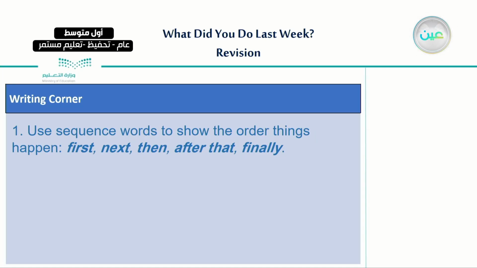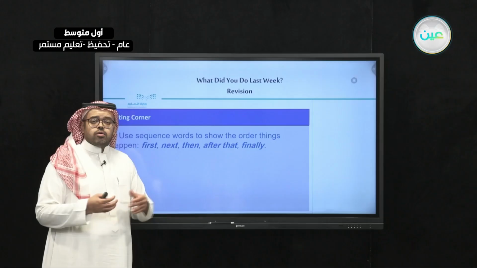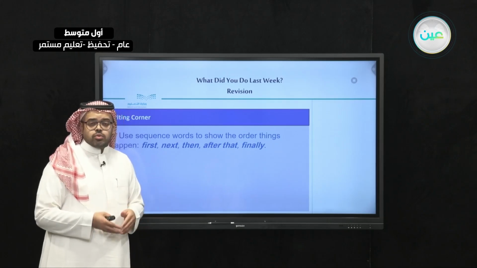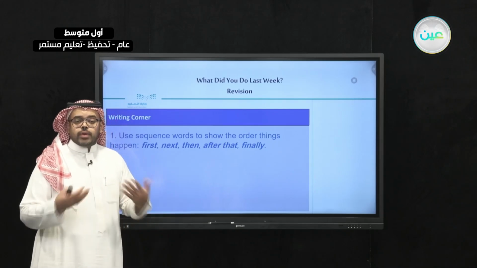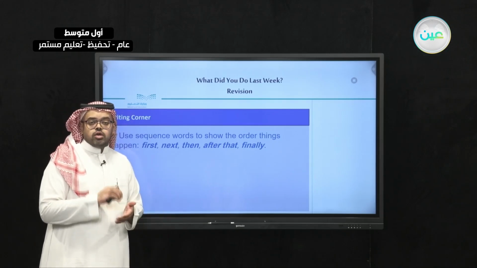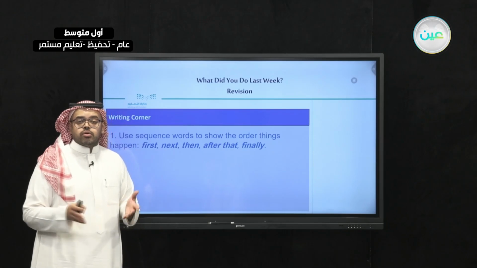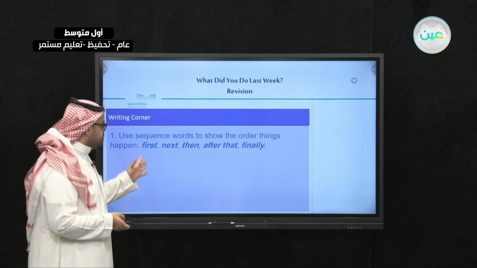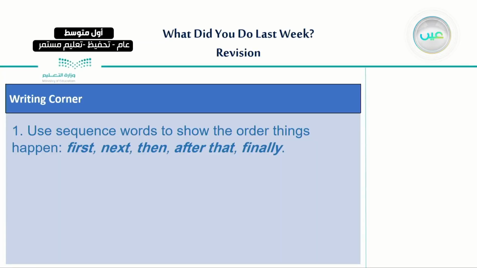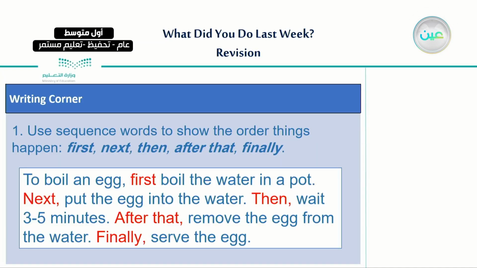And also we have talked about the sequence words when we're trying to write any text. We said that especially when we're talking about steps or instructions, when we're making food, we must use what we call the sequence words. Here we have examples of sequence words like first, next, then, after that, and finally. And we said that we usually use them when we talk about how to make a certain food.